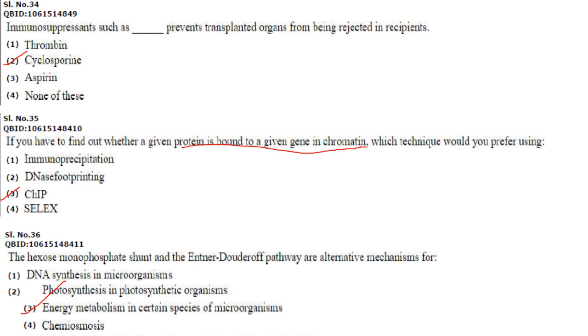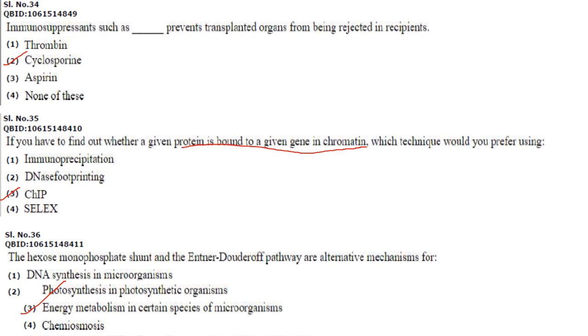So they have asked here, immunosuppressants, out of these which one prevents transplanted organs from being rejected in recipients. So it is cyclosporine. If you see the options itself, thrombin, you know it is involved in blood clotting. Aspirin, it is an analgesic and an antipyretic. So naturally cyclosporine will be the answer. So the answer will be option 2.